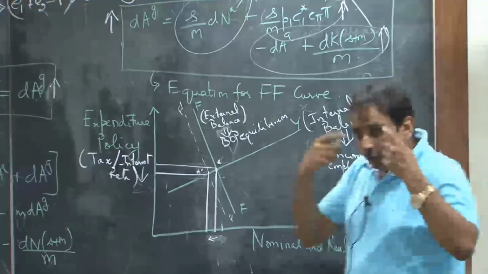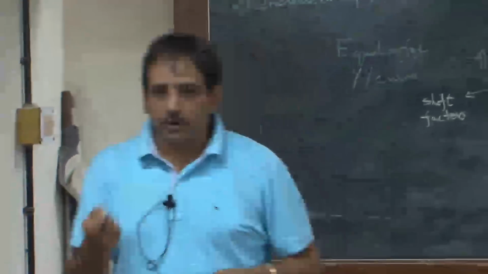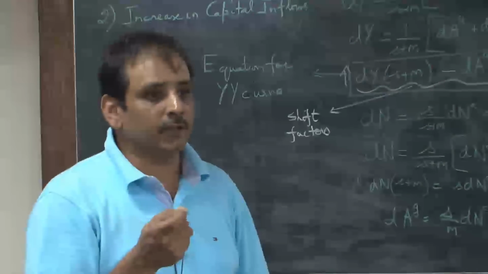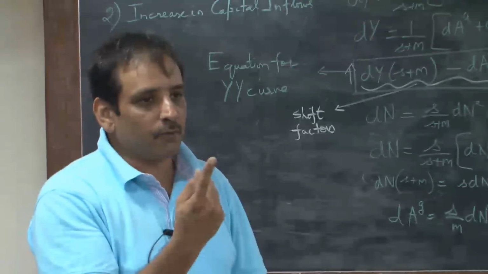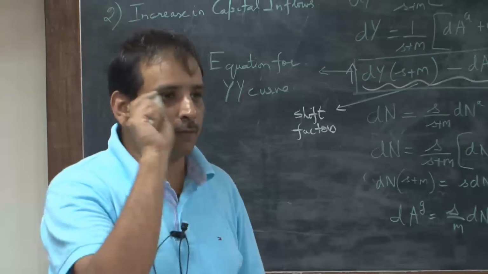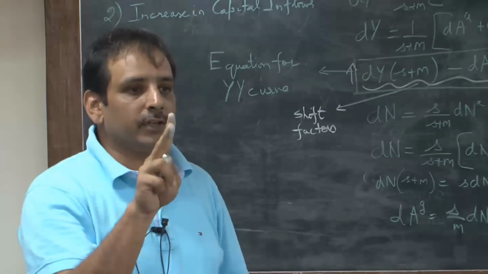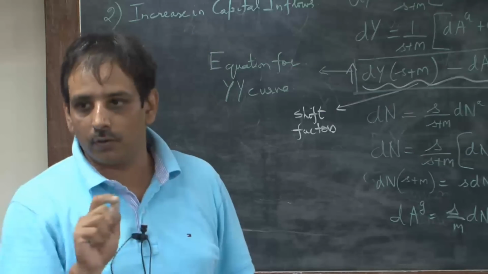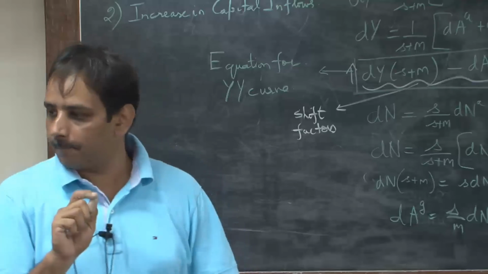Okay? And the fourth thing that you need to remember is that the number of policy instruments should be at least as large as the number of policy targets. If by changing one instrument you are achieving two policy targets, then it is a matter of exception. It's not a rule.